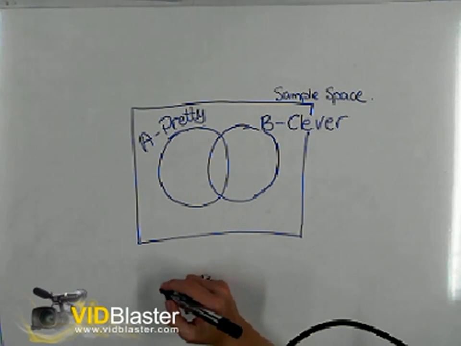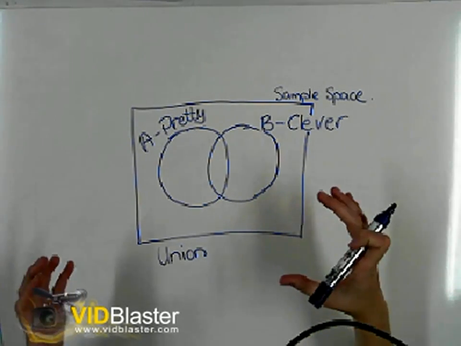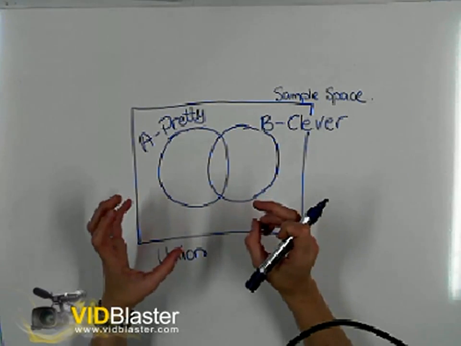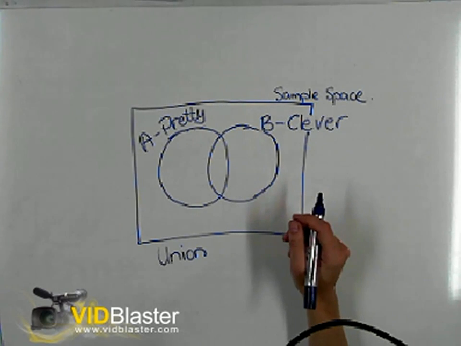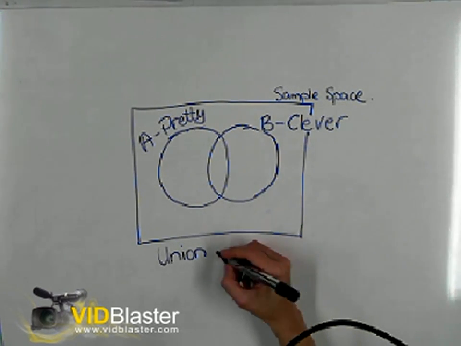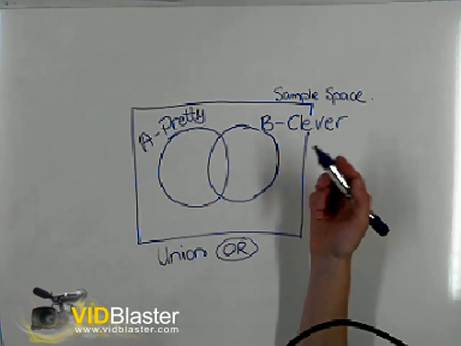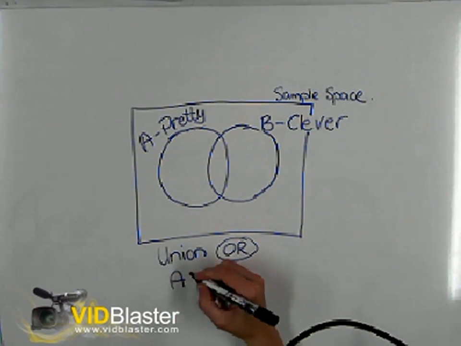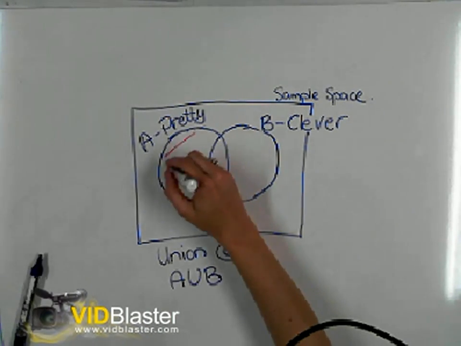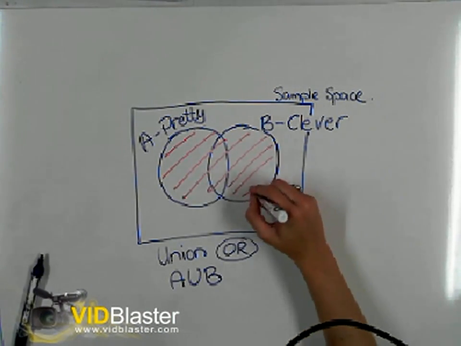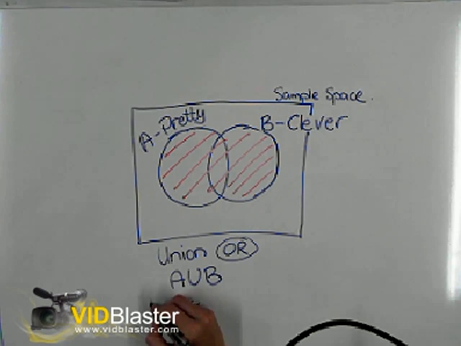So if we want to have a look at the union. The union is everything that is pretty or clever. You don't necessarily have to be pretty and clever. You're either pretty or you're clever, or you're pretty and you're clever. So we look at this as an or statement, because you could be pretty or clever. You can be both, but it can be or. And we write this as A union B. And I'm going to do this in a different color, that represents everything over here. And that is the union. Okay. Got it? Yes.